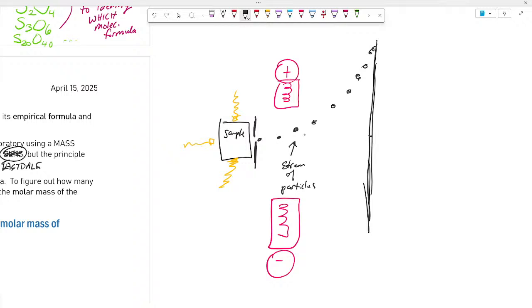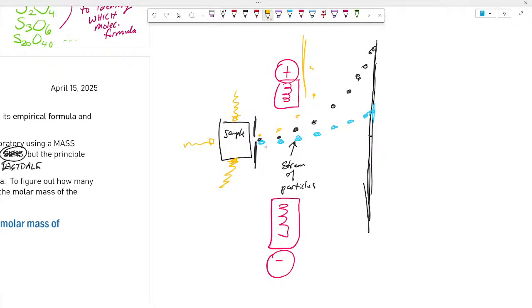A heavy particle, a big heavy one, would curve less, right? It would still curve, but it takes more force to move something heavy than it does to move something light. So a lighter particle curves a lot. A heavier particle curves less. A really light particle, say hydrogen, would actually curve around and strike back this way, right? It will actually make its way around. It'll actually strike a detector here.